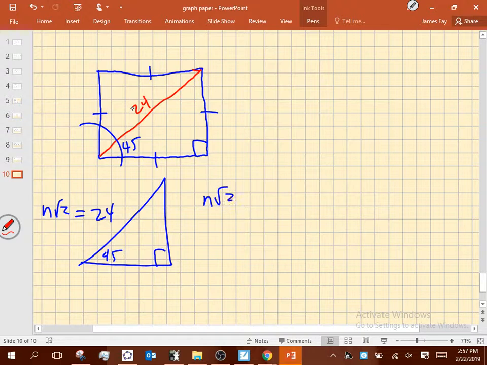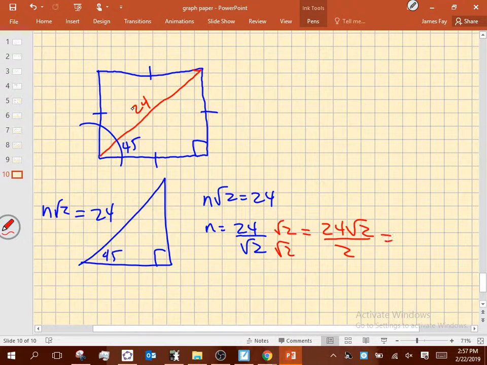So n root 2 equals 24. N equals 24 over root 2. How do I rationalize that? Okay, so root 2 over root 2 gives me 24 root 2 over 2. 12 root 2. And that's n. So that is that length right there, correct?